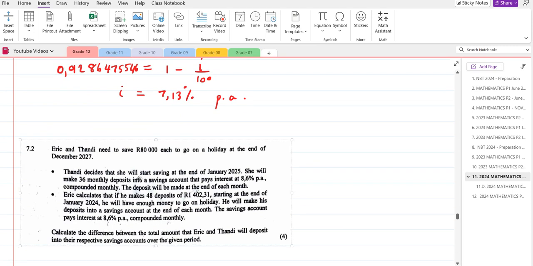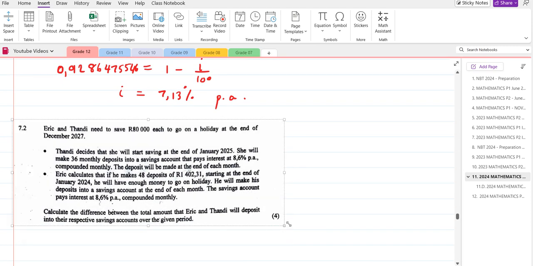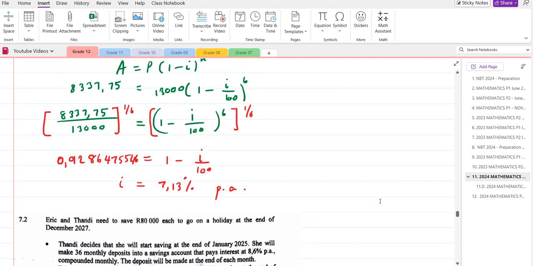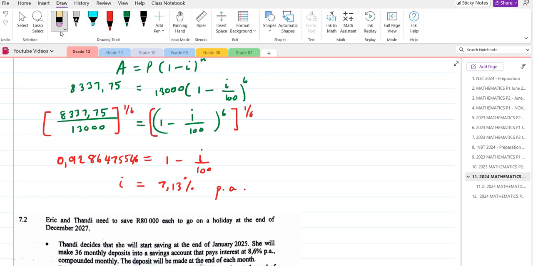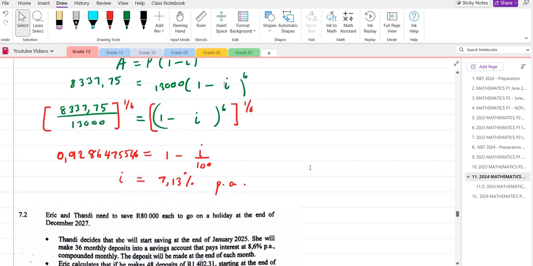Next question. You don't have to put i over 100 because if you put a percentage here, it means that you're going to take that as a percentage. So just make it i, because I'm writing i as a percentage either way. Right, so let's keep it like that, simple. Right, so I hope you guys understood that.